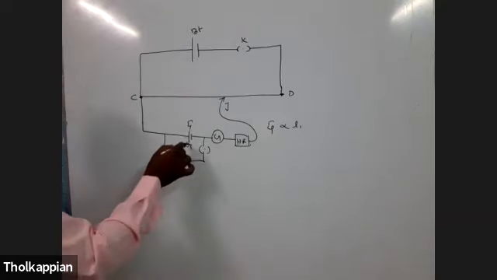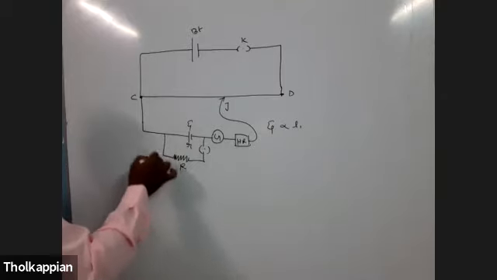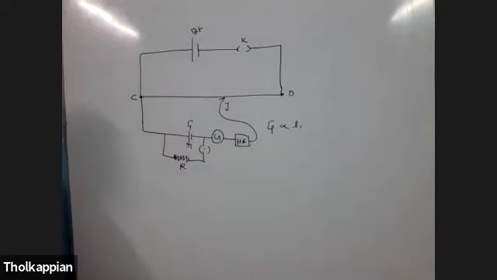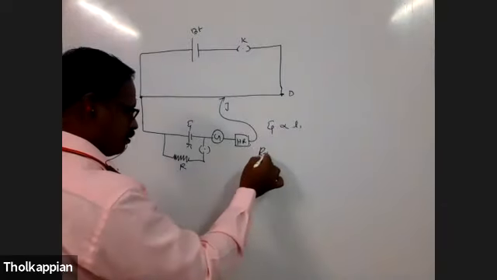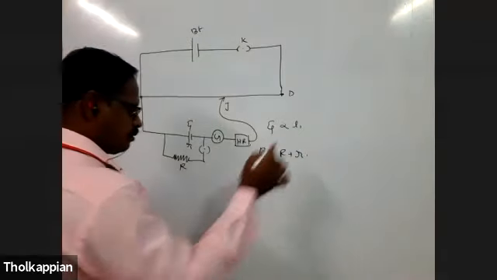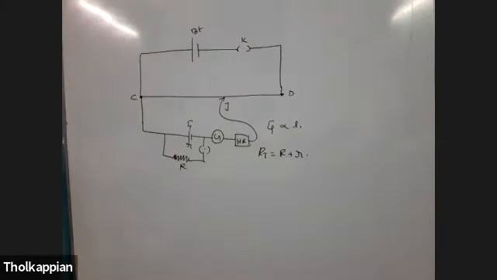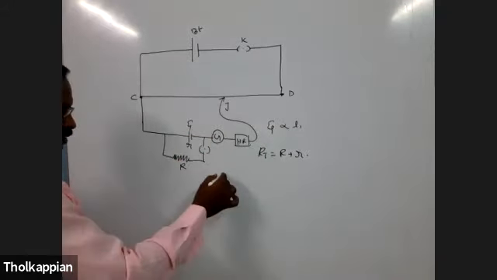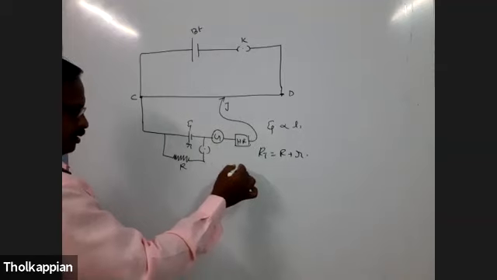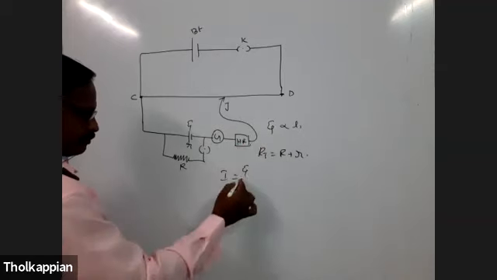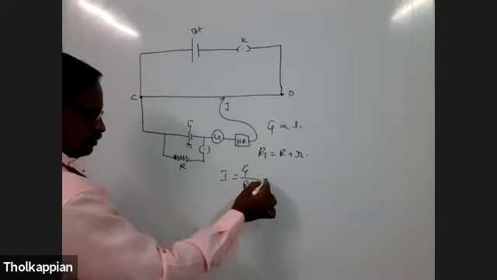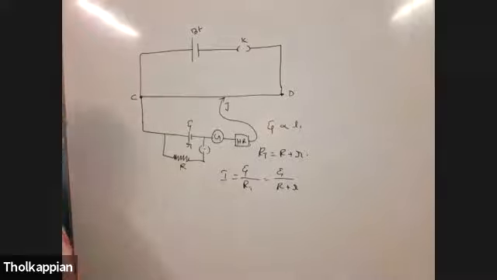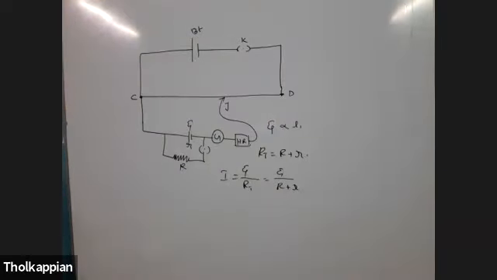So this resistance and this resistance are in series. According to the circuit, these two resistances are in series. So the total resistance R total is equal to R plus r. This is the total resistance. And the current flowing in the circuit, I, is generally V by R. Instead of V, you write E by R total, which is equal to E by R plus r.